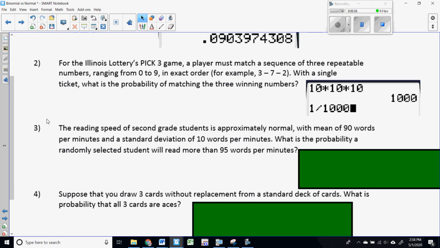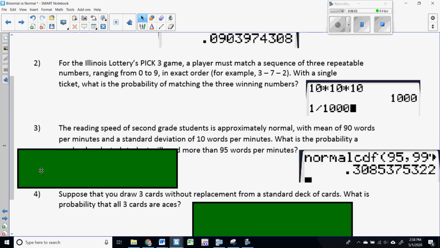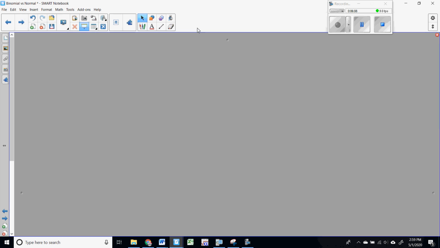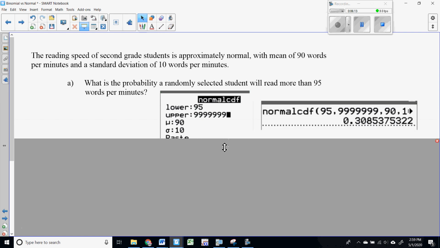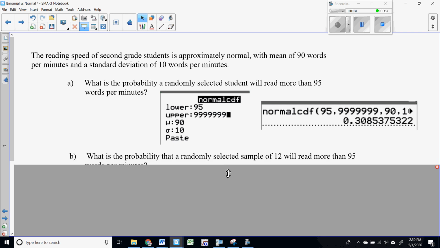As soon as you see this kind of probability and it gives you mean, standard deviation, you know you have normal CDF. Now, you can't see it here. I'm going to do it here in a second. If we look at the same problem over here, if we do this on normal CDF, you remember if it's more than 95, you do 95, and then your upper is just 9999999, and then 90 and 10, and you get your probability.